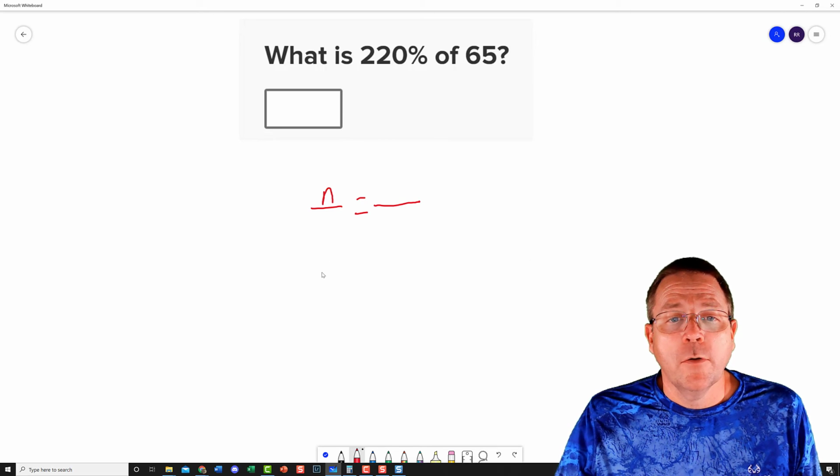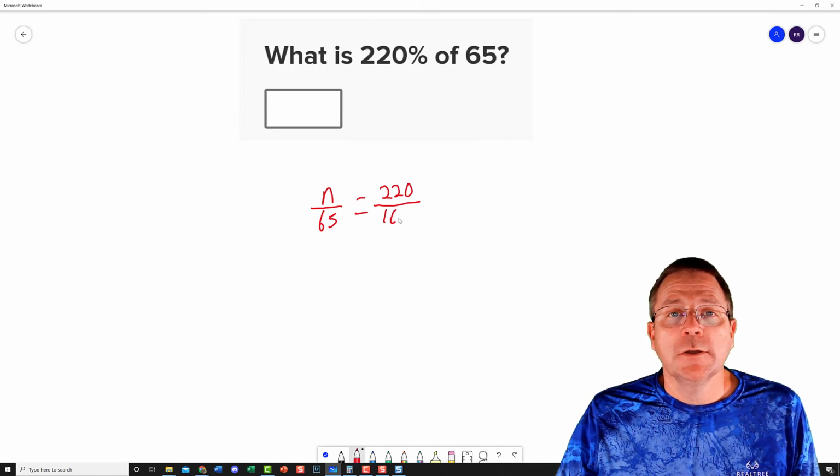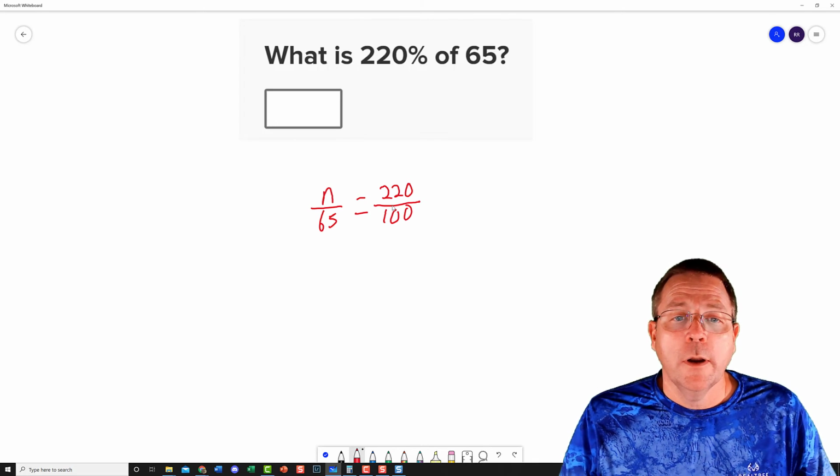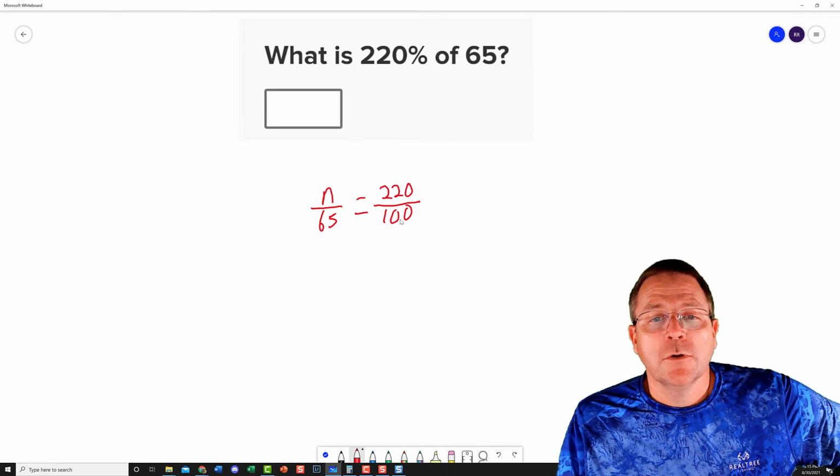I know my part is what I'm looking for. I know that my whole is going to be 65, and I know that I have 220%, and a percent is a ratio compared to 100. So 65 is the 100% of the starting amount. Now we need 220%. We have to ask ourselves, what do we do to 100 to get it to equal 65?